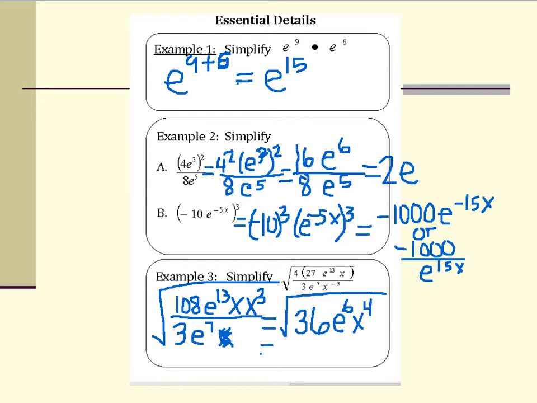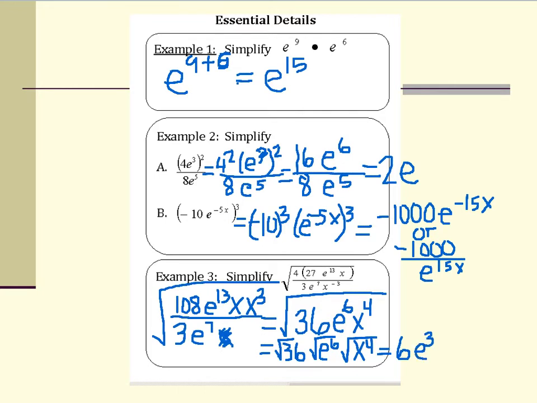So we're going to make this the square root of 36 times the square root of e to the 6th times the square root of x to the 4th. Simplifying that, the square root of 36 is just 6. The square root of e to the 6th, well, this is really the 1/2 power. So e to the 6th to the 1/2 power is just e to the 3rd power.